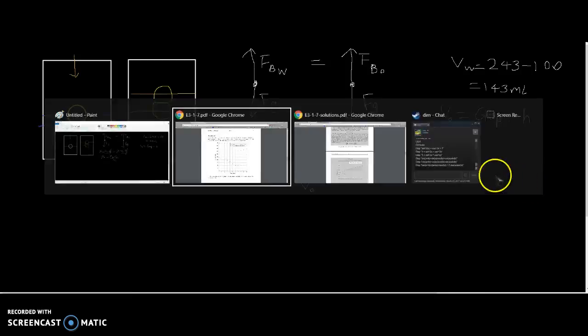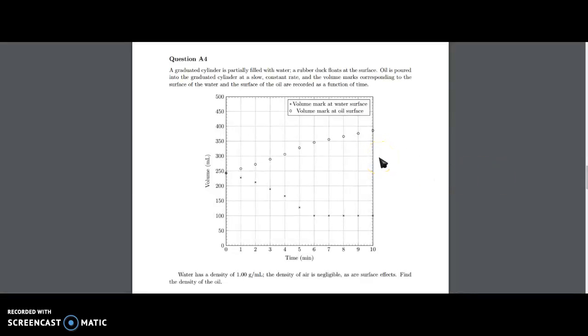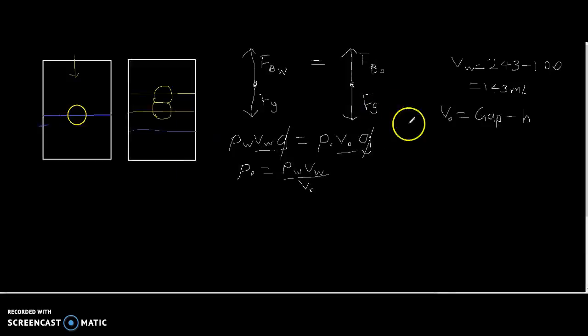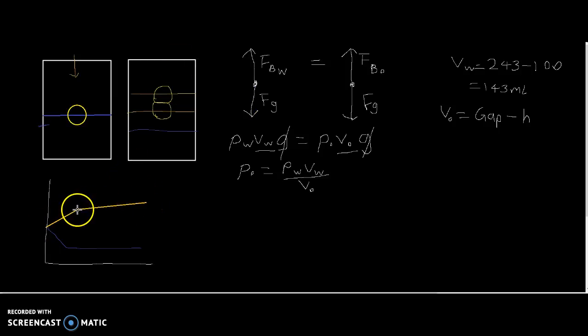So, let's look over here. Since the oil rate is always changing, let's draw the graph down here. We have something like this for the water, and something like this for the oil. This is a very messy, unskilled drawing.